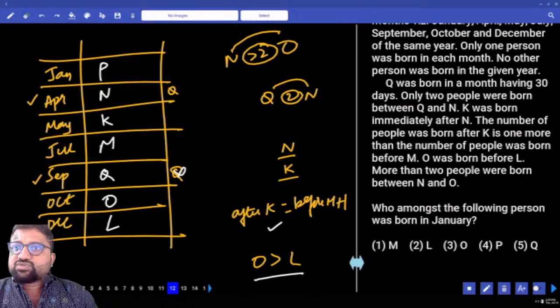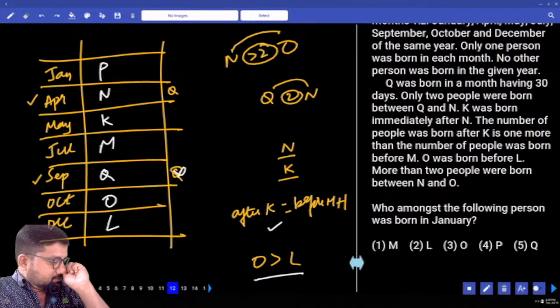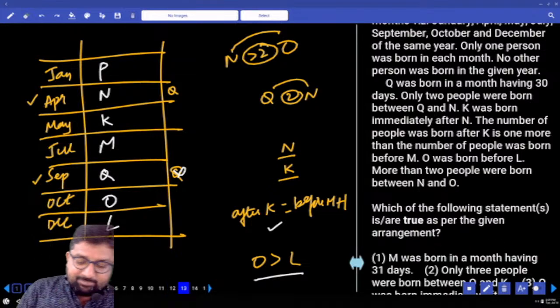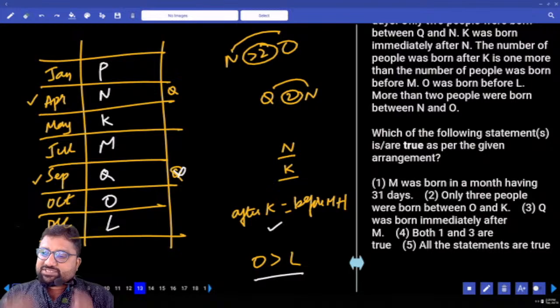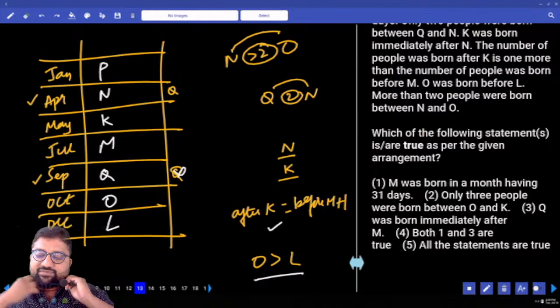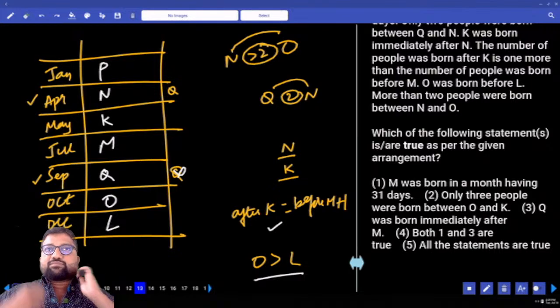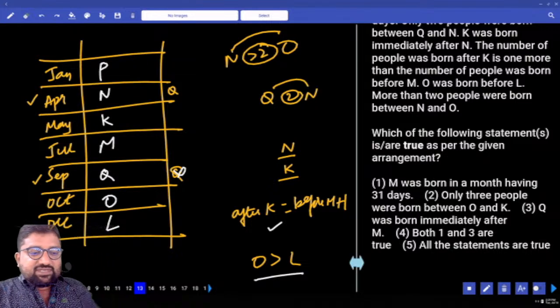Who among the following persons was born in January? Who is born in January? Which of the following statements are true as per the given arrangement? M was born in the month having 31 days. Is M born in the month which is having 31 days?